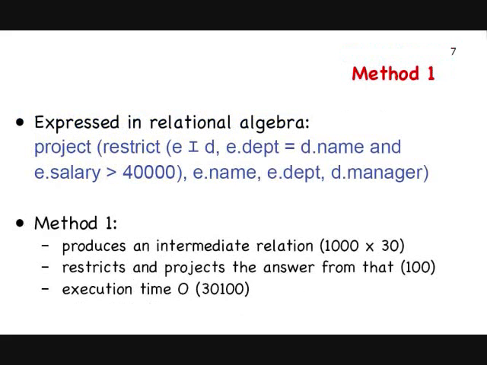Right, so the first thing we could do is, I have to read this from inside out. We're doing a join on our employees and departments with an equality on department name, and then a restriction on that, and then a projection on that. So what do we do? First we get 1,000 by 30 for the join. We then do the restriction and projection to get our 100. So our execution time is proportional to 30,100.